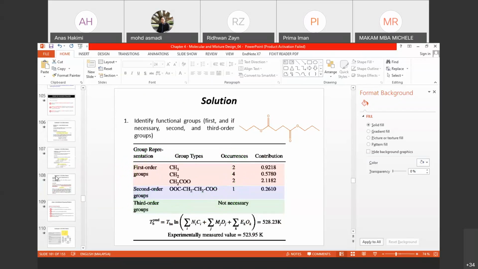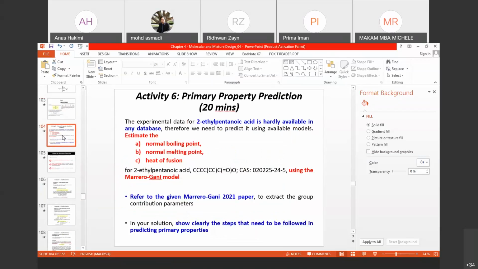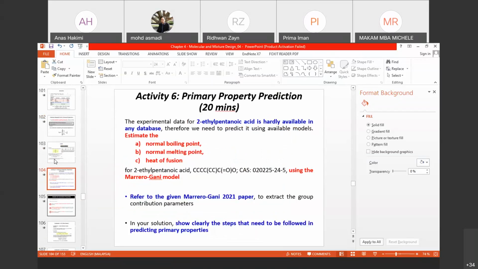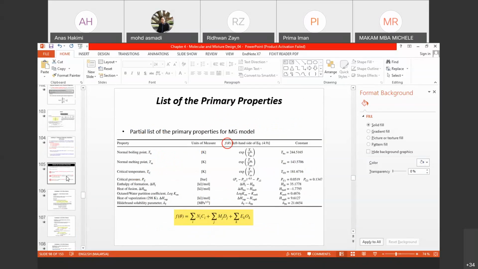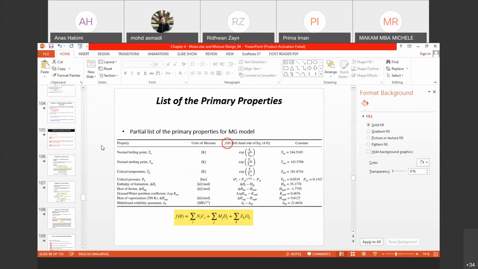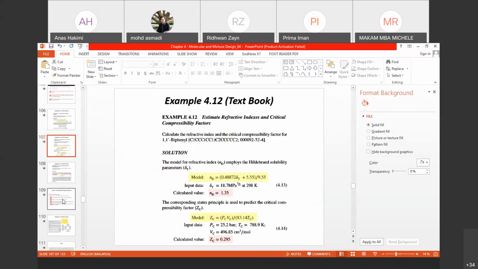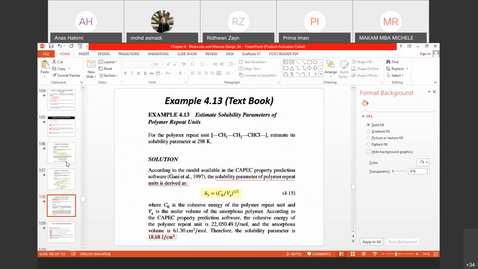So for this activity, 2-ethyl pentanoic acid: normal boiling point, normal melting point, and heat of fusion. Please do this one and refer to the journals given in your e-learning. For the other symbols, F theta is just the normal boiling point, normal melting point. You just take from here on the left side of the equation. On the right side, you can refer to the journals for the value.